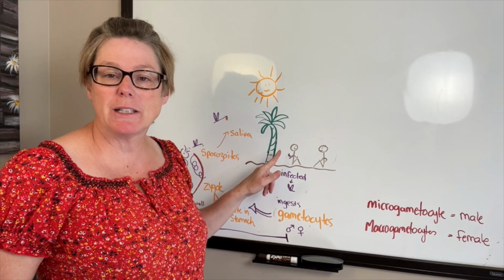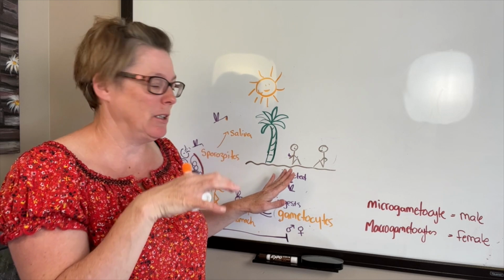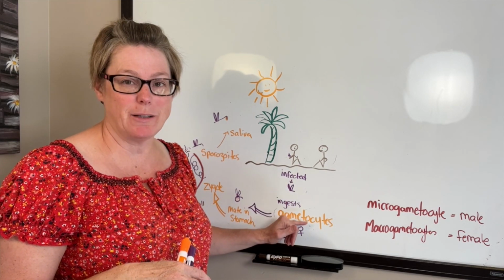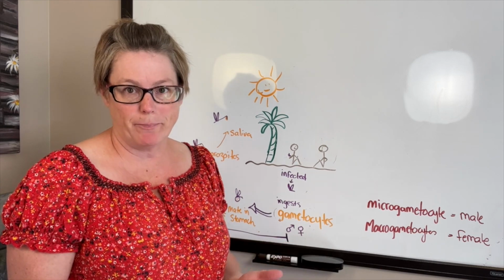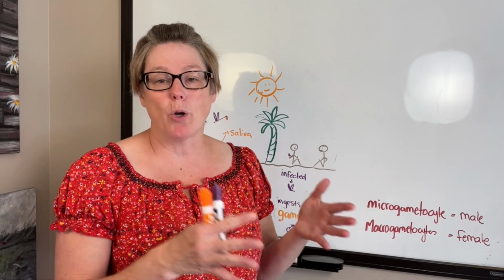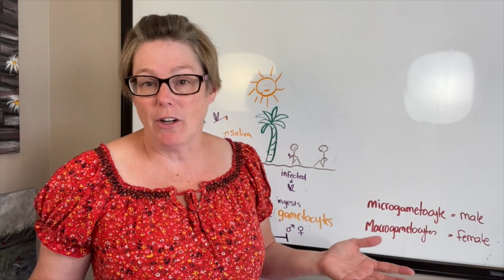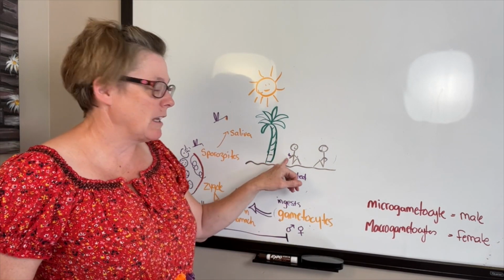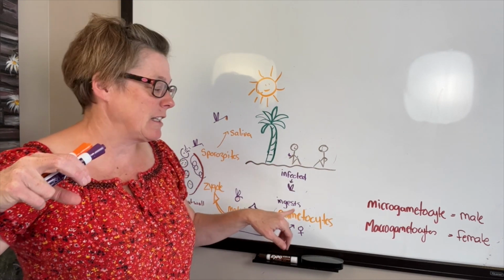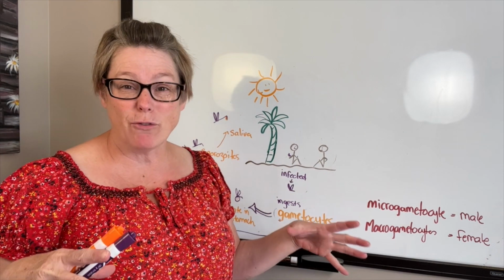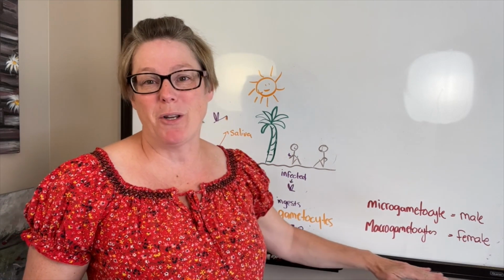The mosquito comes along and bites you. As the mosquito sucks in that blood meal, it also ingests gametocytes. Now, gametocytes are your male and female version of Plasmodium. Plasmodium is the fancy word for a protozoa, which is a parasite that infects humans with malaria. As the mosquito bites you, it ingests these gametocytes, which are male and female. We can break this down further into microgametocyte, which is male, and macrogametocyte, which is female.